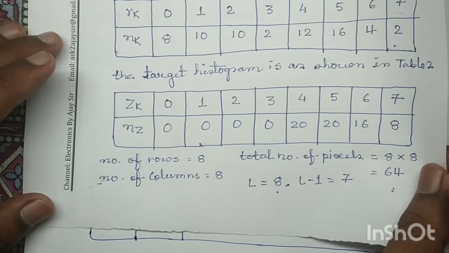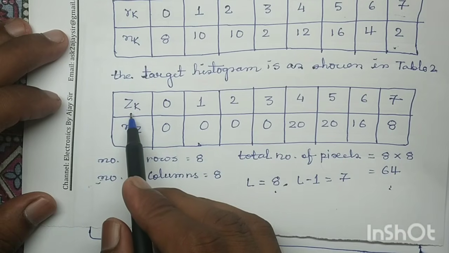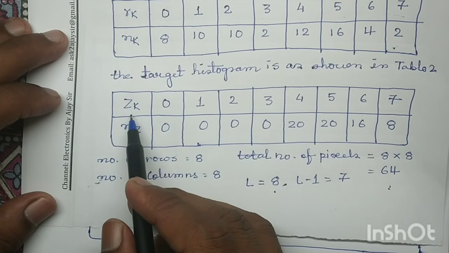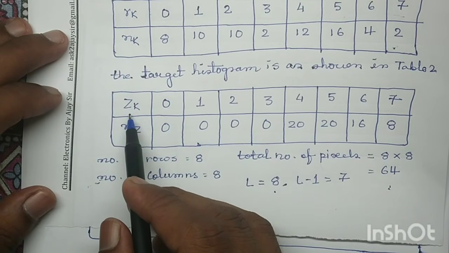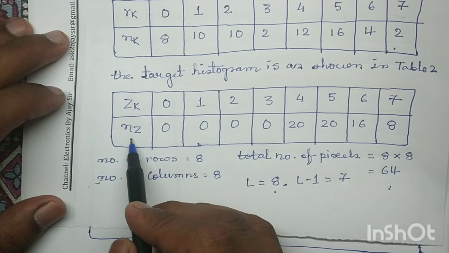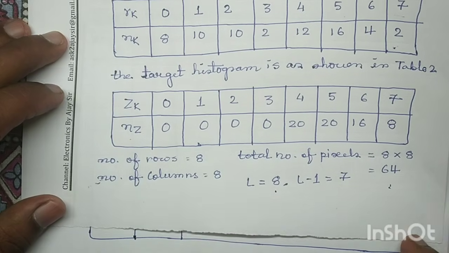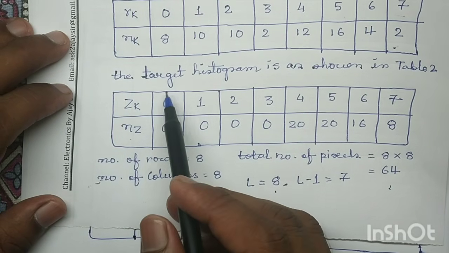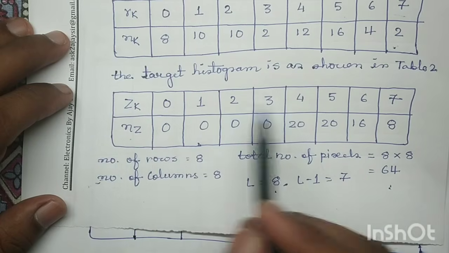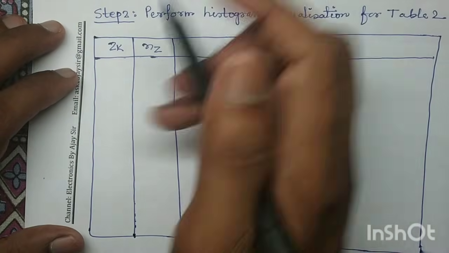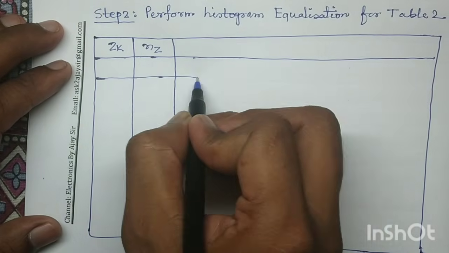So for table 2, ZK represent the different gray labels available, and NZ represents its corresponding number of occurrence. So ZK, the target histogram table, varies from 0 to 7. So I will here write ZK will vary from 0 to 7.